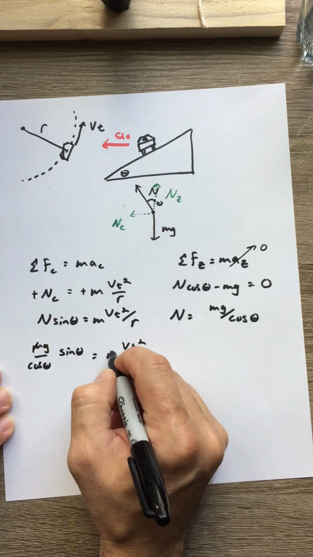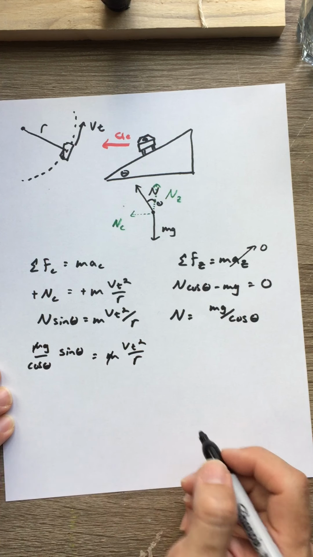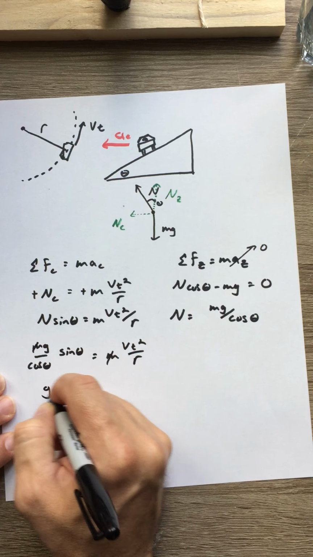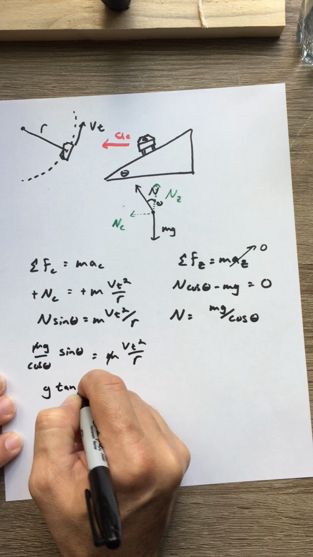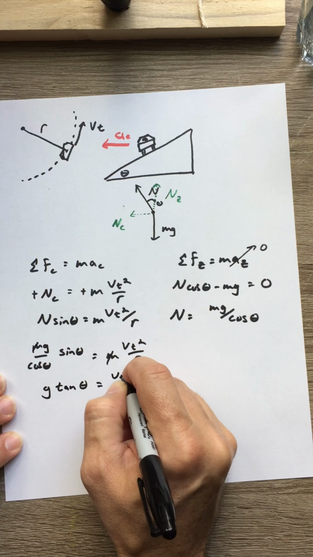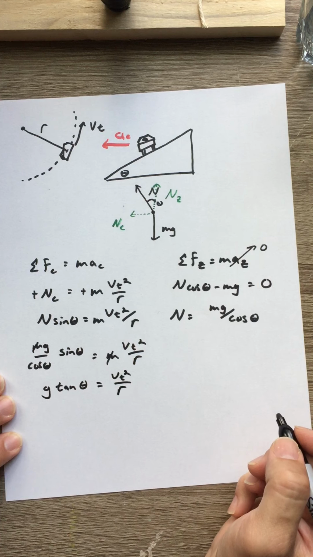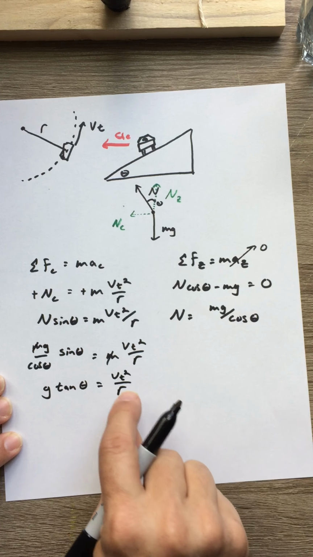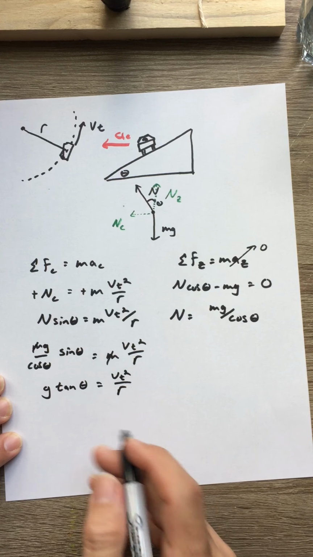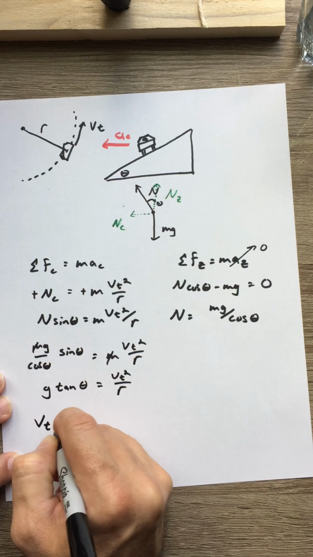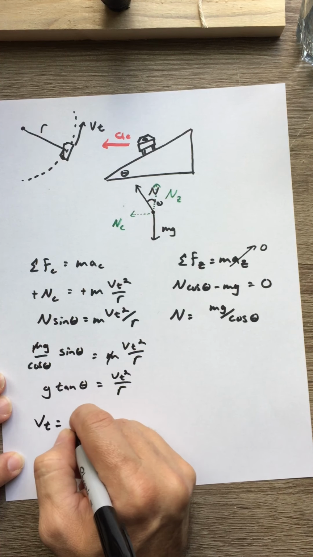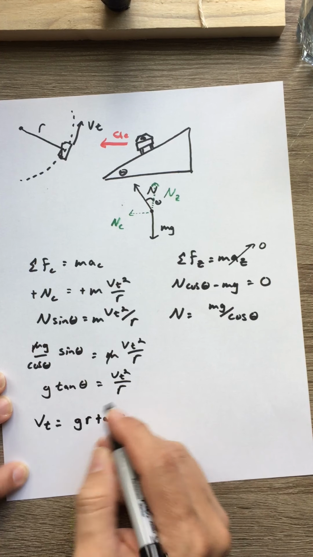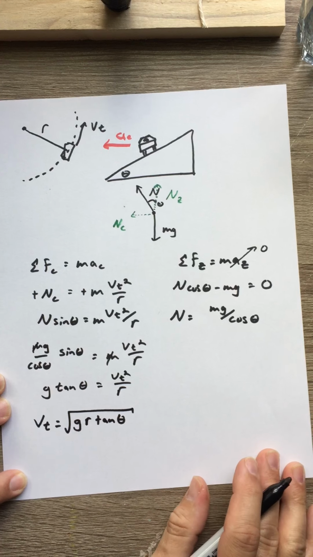Okay, I can lose the m's. Sine theta over cosine theta is going to give me tangent theta. Looks like I'm going to get g tangent theta is equal to v tangential squared over r. And I guess we haven't actually talked about what we're solving for. We're going to solve for the tangential velocity. I'll tell you why after I do it. V tangential is then going to be the square root of g r tan theta.